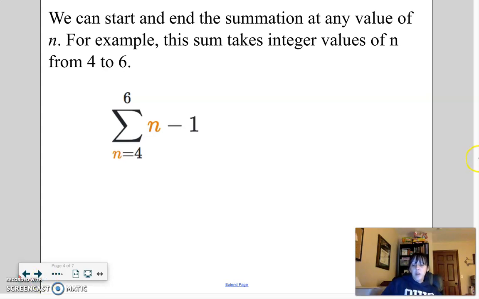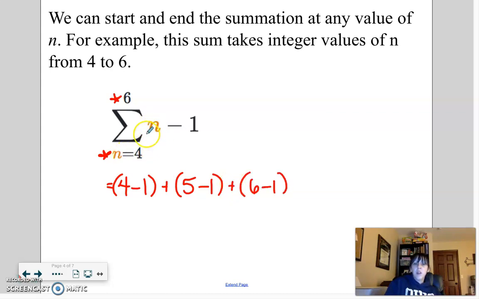Okay, another factoid. We can start and end the summation at any value of n. For example, this sum takes integer values of n from 4 to 6. Okay, and we've never seen that before, but we do what it tells us to do. And in this case, it's telling me to start at 4 and end at 6. So I'm going to plug in 4 to find the first term, fourth term, I guess. And then I'm going to plug in 5. And then I'm going to plug in 6. Remember, I'm plugging those values in for n into this equation. Okay, so that means the 3 terms that we're adding are 3, 4, and 5. 3 plus 4 plus 5 looks like 12.